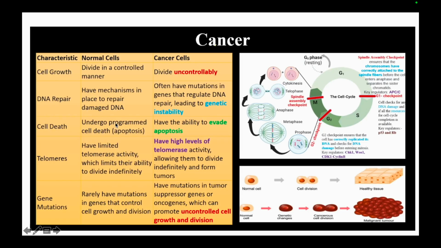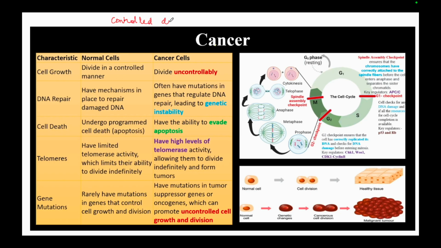So one such major disease is cancer, which is quite prevalent these days. Cancer is a condition that is controlled by different factors. We have normal cells, which divide in a controlled manner, whereas cancerous cells, when we call cells cancerous, they divide uncontrollably. So we have normal controlled division.